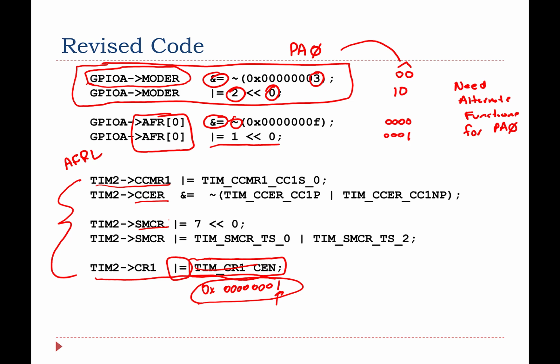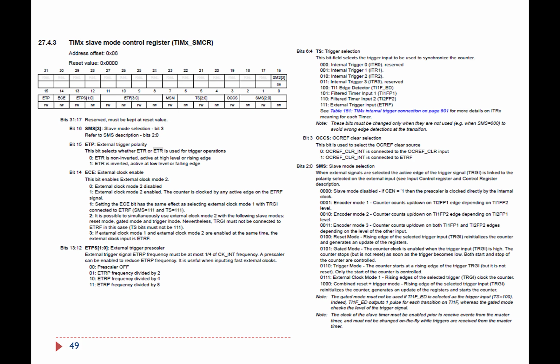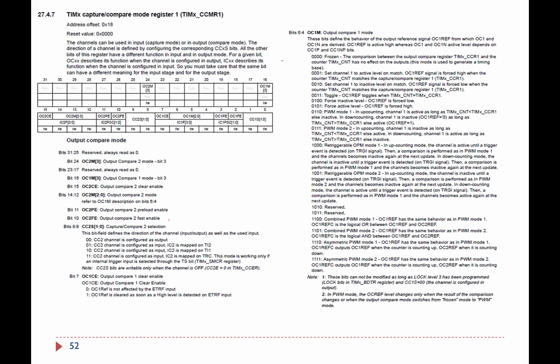Okay, we have the CCMR1 register, so let's look there. Okay, this is for just the control register. This is the slave mode control register, the status register, the event generation register. Here we go, the capture compare mode register. Obviously that's something that we sort of were wanting to look at. Okay, so what's going on with this one?